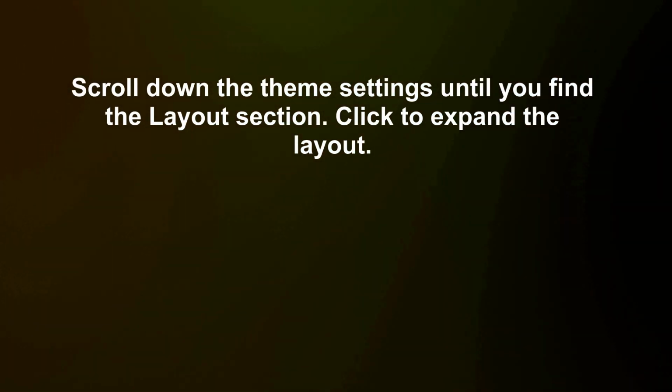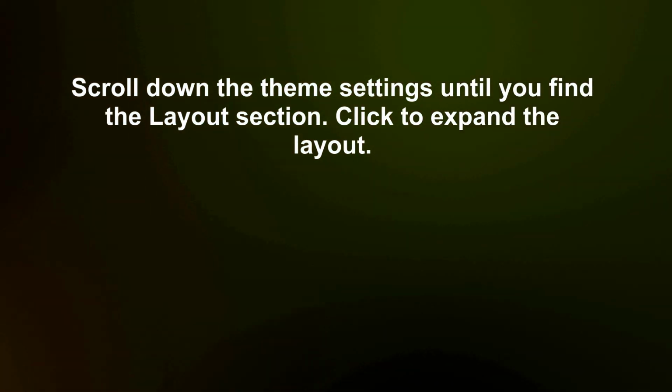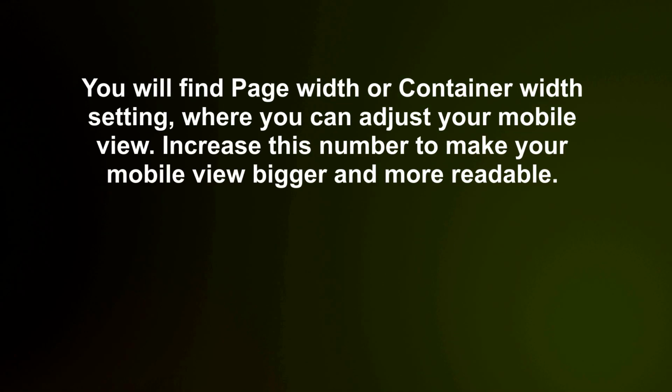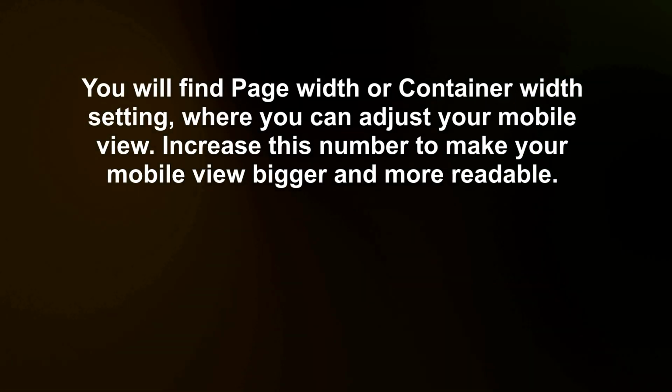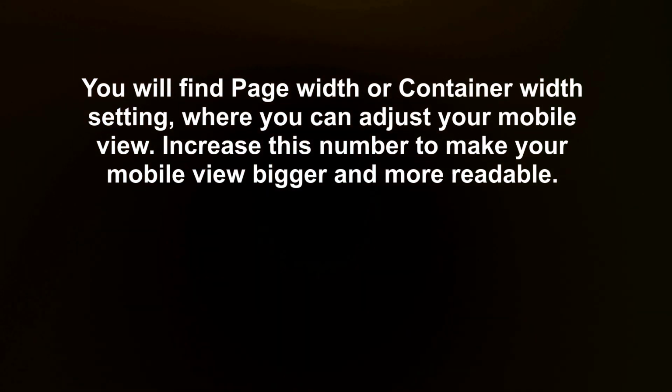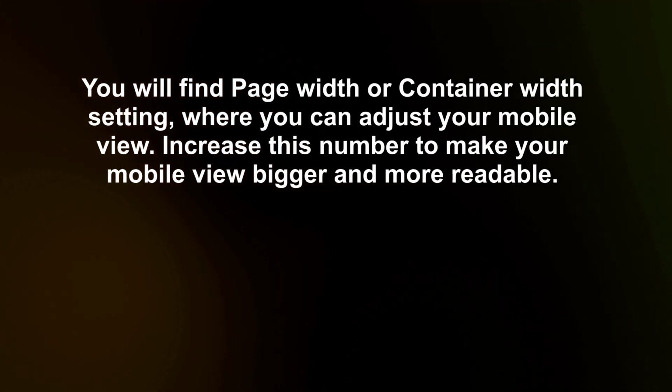Scroll down the theme settings until you find the Layout section. Click to expand the layout. You will find Page Width or Container Width setting, where you can adjust your mobile view. Increase this number to make your mobile view bigger and more readable.